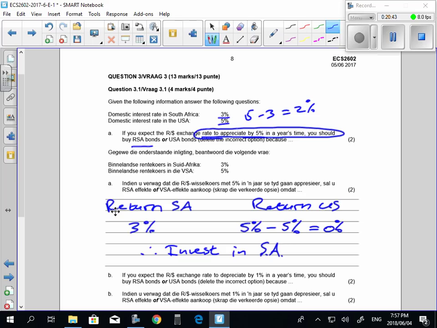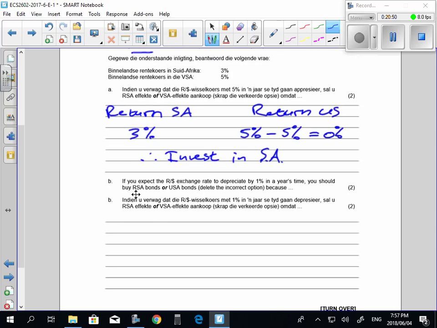Question B. If you expected the rand-dollar exchange rate to depreciate by 1%, what should you do? Again, your South African return is 3%. In the US, you would have got 5%. And then when you converted your dollars back into rands, the rand has depreciated by 1%. So you would actually make an extra percentage in that case. And you would invest in the US.